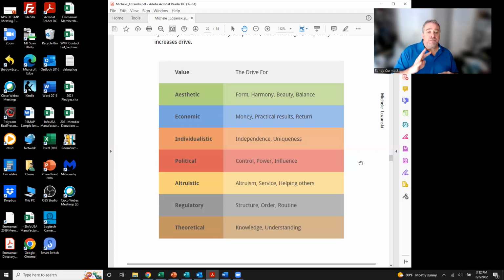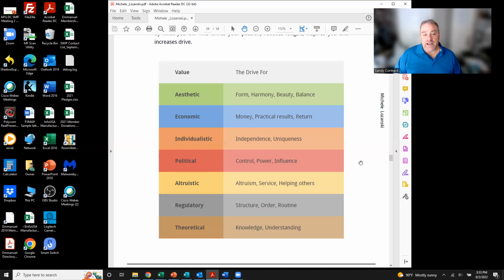The fifth dimension is altruistic. Altruistic is the drive to help others, to put others' needs before your own. So you would expect nurses and teachers and maybe police and firefighters to have a very high altruistic drive to put others' needs ahead of their own needs. Taking care of the safety of others, taking care of the health of others. My mother is a nurse and she has a very strong altruistic drive.